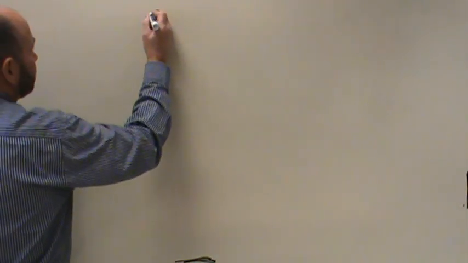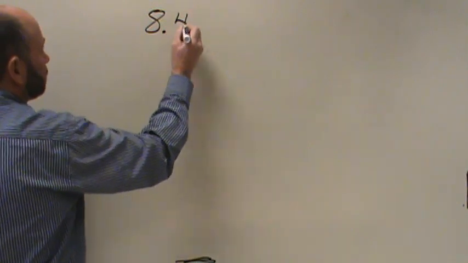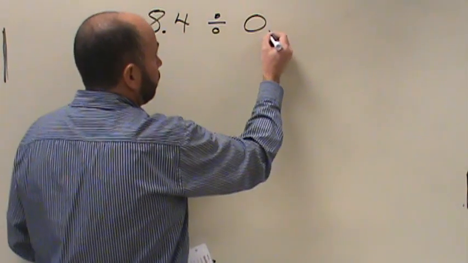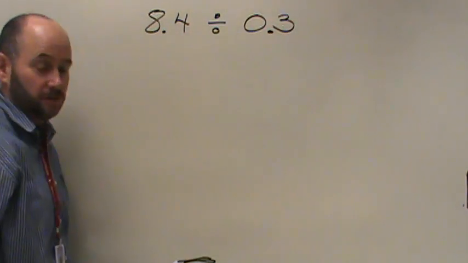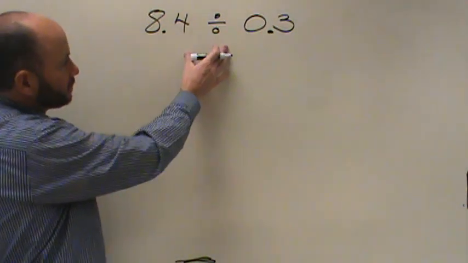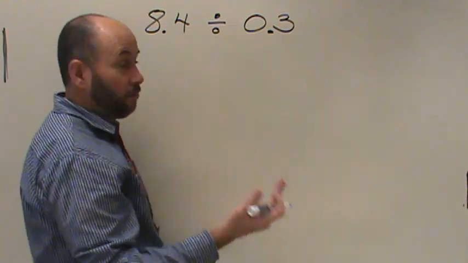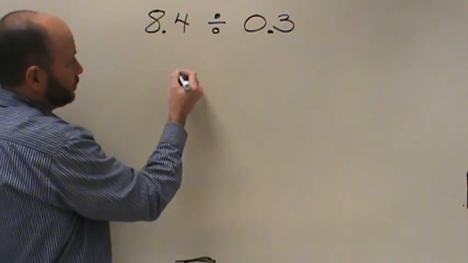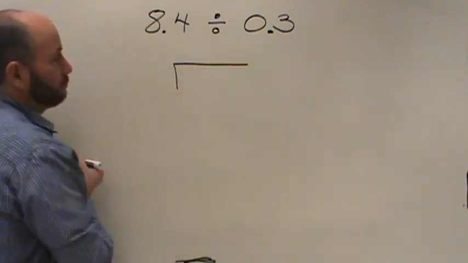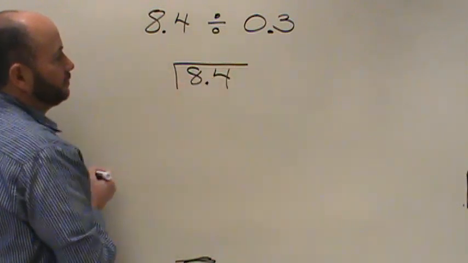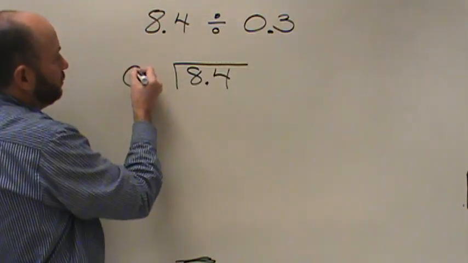Now, let's start off with a basic problem. Let's take 8 and 4/10 divided by 0 and 3/10. When you look at this problem, you have your dividend and you have your divisor. That tells you where to place the numbers in the problem. Make your division bracket: 8 and 4/10 divided by 3/10.